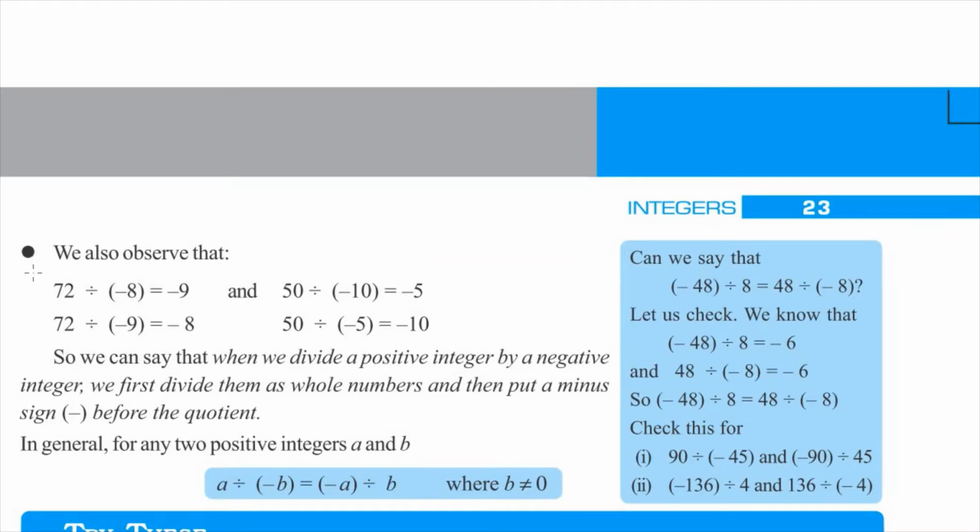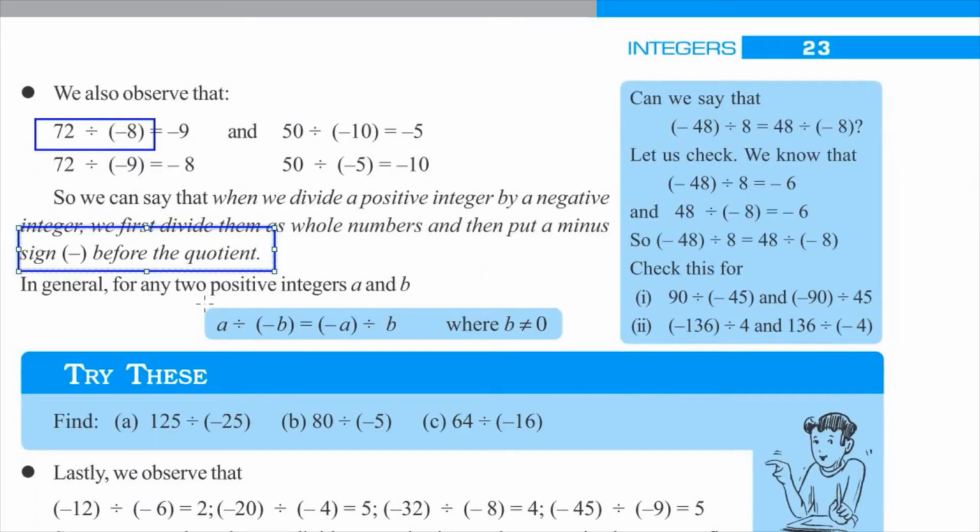Also, whenever we are trying to divide a positive integer by a negative integer, it is also the same case. Okay? So when we divide a positive integer by a negative integer, we first divide them as whole numbers and then put a minus sign before the quotient. So in general, for any two positive integers a and b, a divided by minus b is equal to minus a divided by b. Okay?